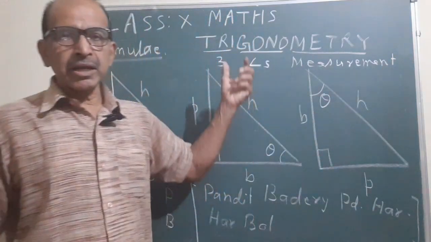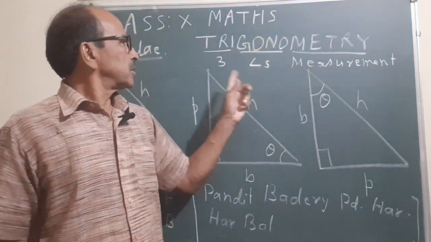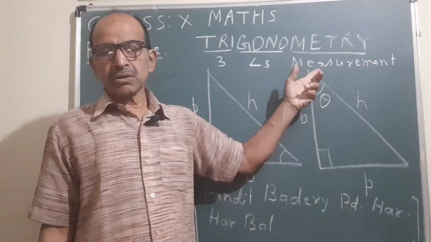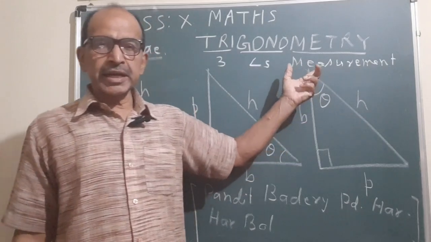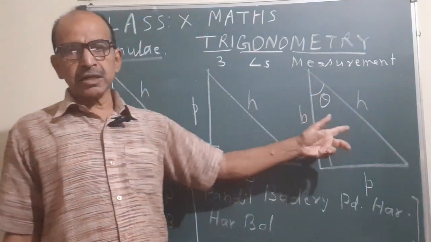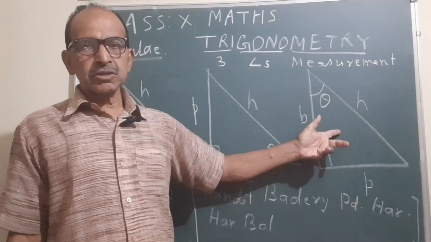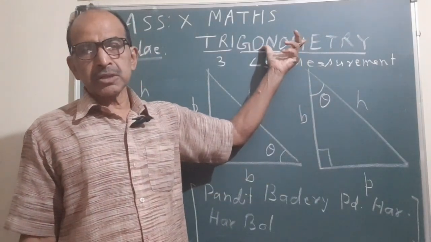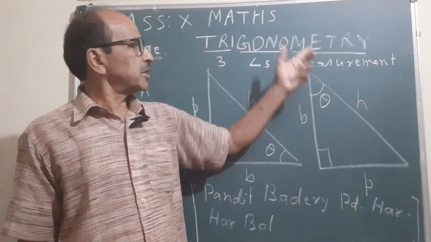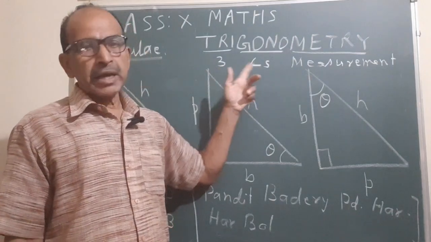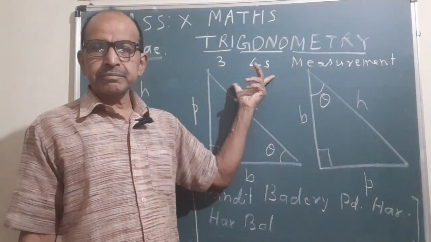What is trigonometry? The meaning: three angles measurement. In which figure are there three angles? In a triangle there are three angles. So what will be the meaning of trigonometry? It is the branch of mathematics which deals with the study of measurement of the three angles of a triangle.